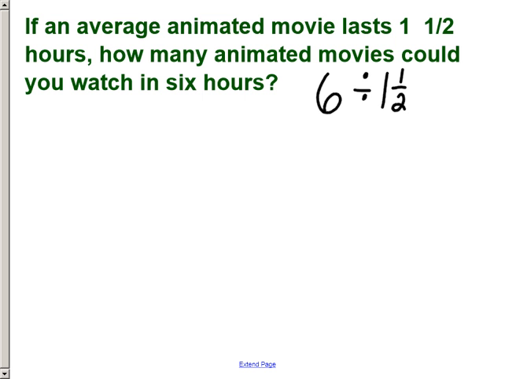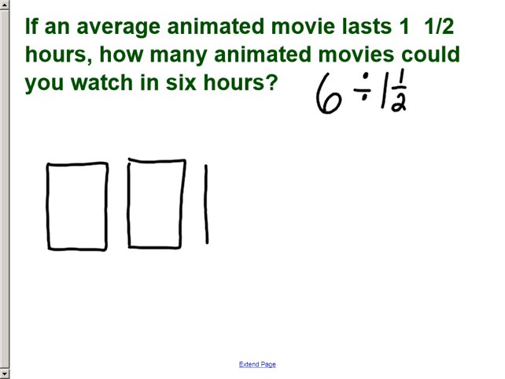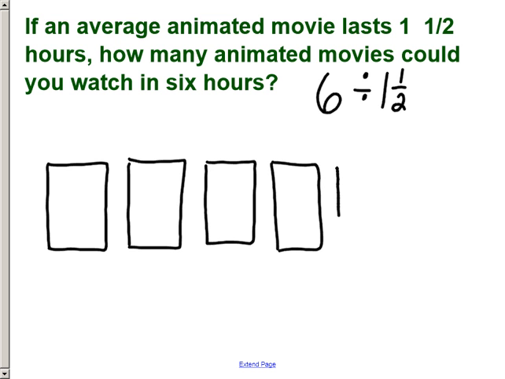So to draw a model of this, the first thing I need to draw is my 6 hours, because that's how long I'm going to watch TV. Now notice each rectangle here is going to represent 1 hour, because I'm drawing 6 of them, and there are 6 hours that I'm going to watch TV. So that represents my 6 hours. I'm going to split my 6 hours each into 2 parts. And the reason I'm splitting into 2 parts is because of my denominator of 2 in the 1.5.